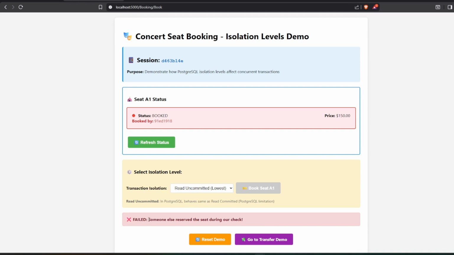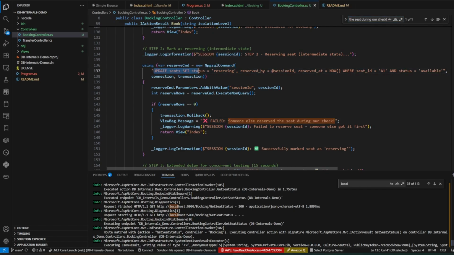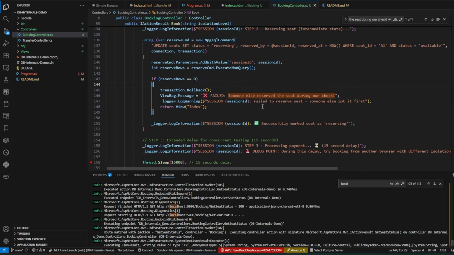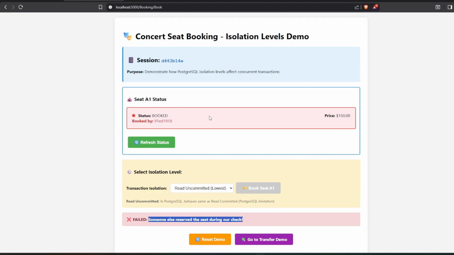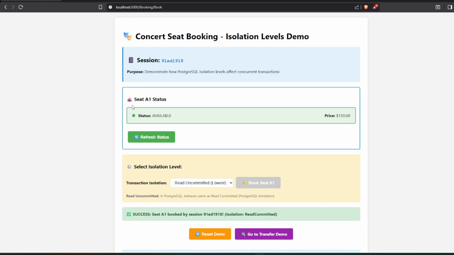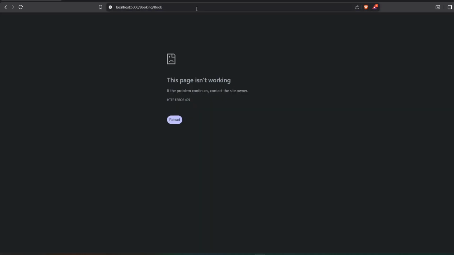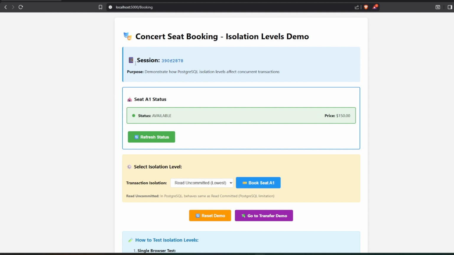Let's see what exactly the code was on this. What we were trying to do is reserve it, but at that time we see that my query is not successful, although initially I saw it was available. So it is giving an error that someone else reserved the seat during our check, if the reserved row count is 0. It is a very simple logic, guys, for read committed. Again, I have reset both of my databases, and as you can see, the seat A1 became available again.